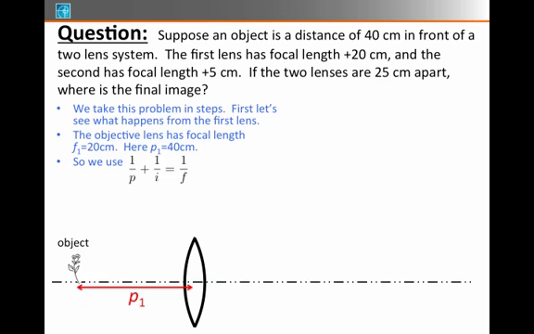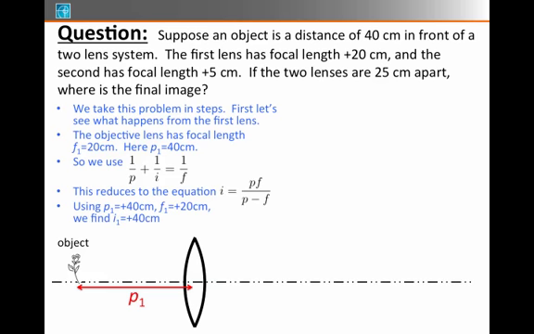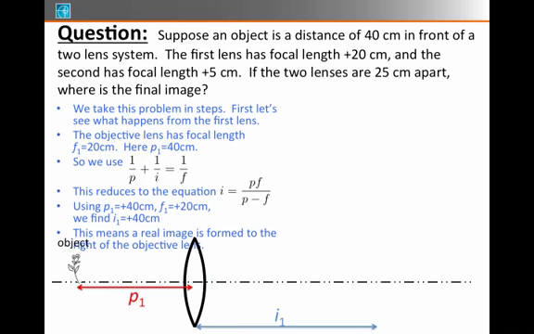We're going to use our usual equation, 1 over P plus 1 over I equals 1 over F, and that reduces to I equals PF over P minus F. If P1 is plus 40 and F1 is plus 20, I invite you to calculate that plus 40 centimeters is the distance I1. That means the image is going to be real, and it's formed to the right of the objective lens. It's way over there. So there's image number 1. Since it's real, it's inverted. I haven't said anything about what the magnification is yet, but we can come to that in the future.